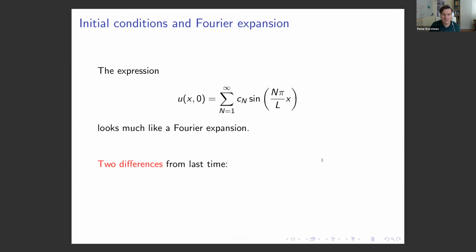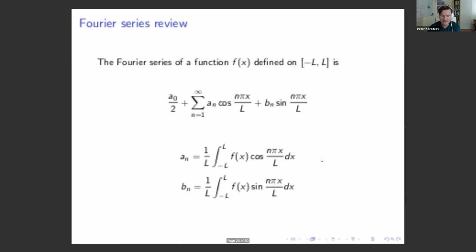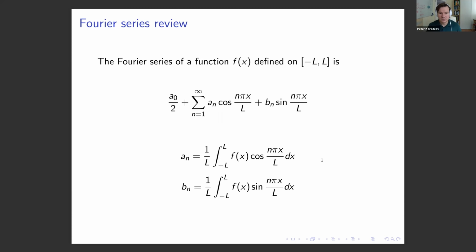Two differences from the previous video are that the function is only defined on the interval from 0 to L, and second, that we want to expand it only in sines rather than in sines and cosines. Because in general, Fourier expansion gives you sines and cosines, but as we saw in two different cases, sometimes only sines are present and sometimes only cosines are present, provided that certain parity conditions are satisfied. So here's the recap of the Fourier coefficients: we have a constant term, the cosine series and the sine series, if the function is defined from negative L to L.